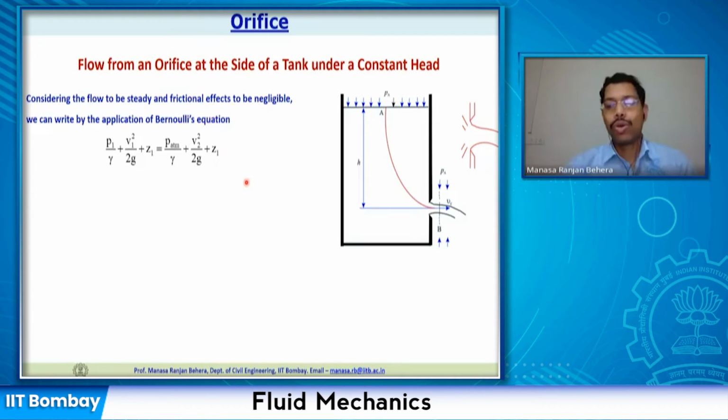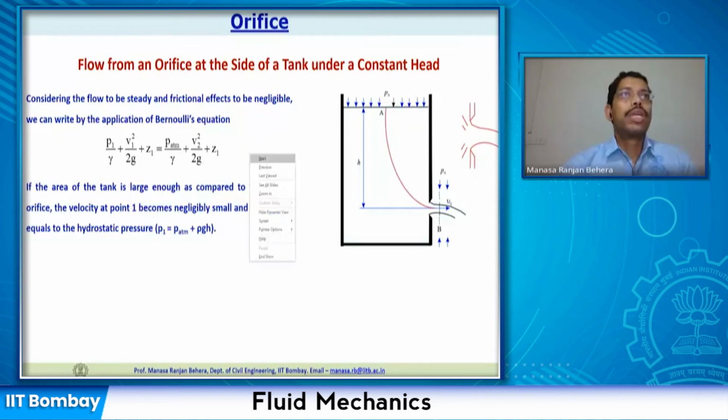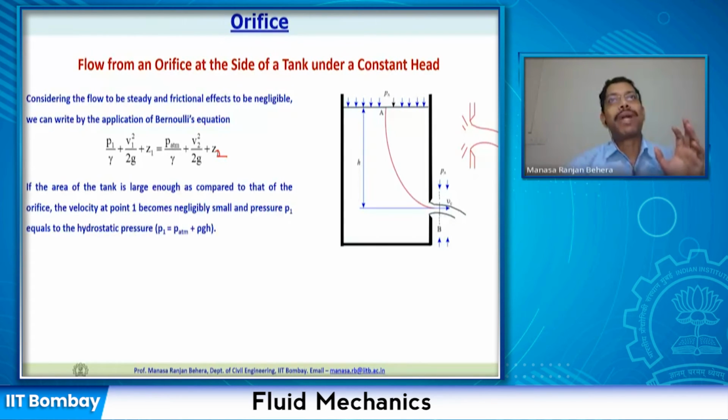Now if the area of the tank is large enough as compared to that of the orifice, then the change in the velocity that takes place in the tank is going to be very small. So we can assume that the velocity at this location, section 1, is 0.